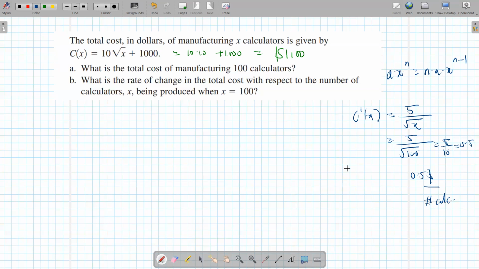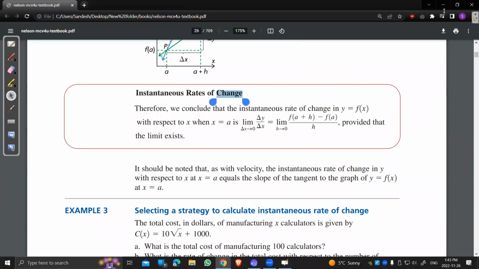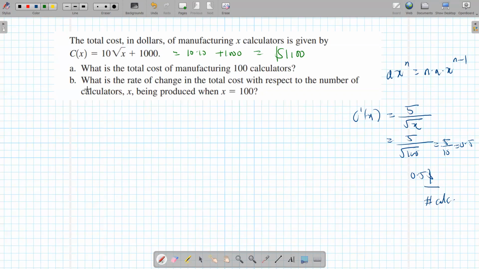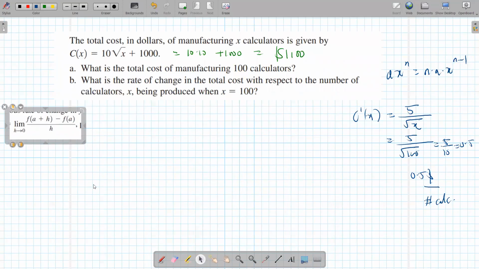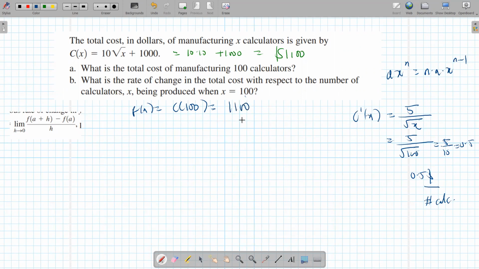Now we also, unfortunately, have to do it the old school way, because they're going to ask you to use this formula here to find the answer. So the formula, let me just pull that in. This is what we did before. Our x value is 100. So we need to first find f of a, where a is just the x value, 100. So we need to find c of 100. We already found it in part A. It is 1100.